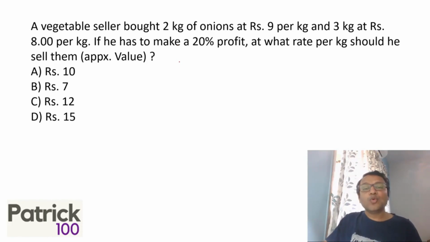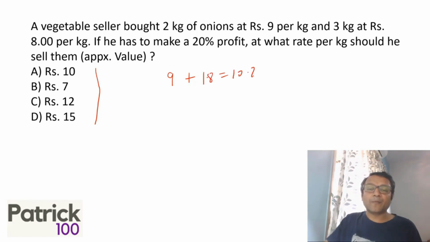A vegetable seller bought 2 kg of onions at rupees 9 per kg and 3 kg at rupees 8 per kg and made 20% profit. Now, if you look at the options, they are far apart. When the options are far, you can always approximate it. So take each one. Suppose I take 9 and make a 20% profit, you should be good at calculating 10%, 20%. So 10% of 9 is 0.9, 20% is 1.8, which becomes 10.8.